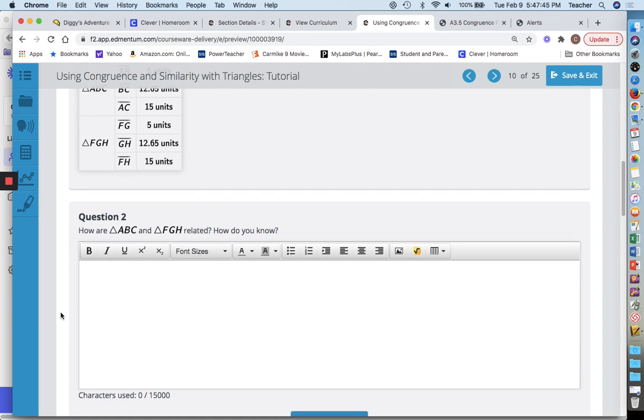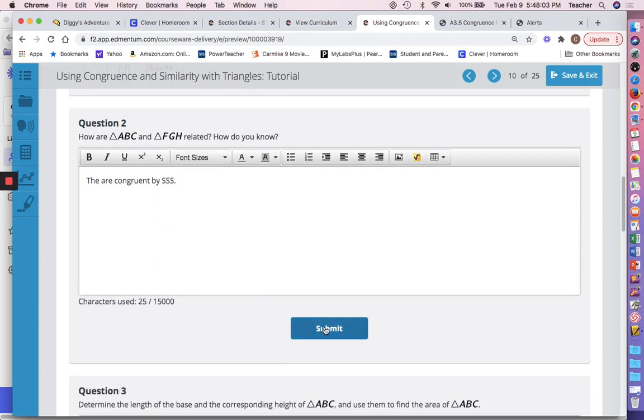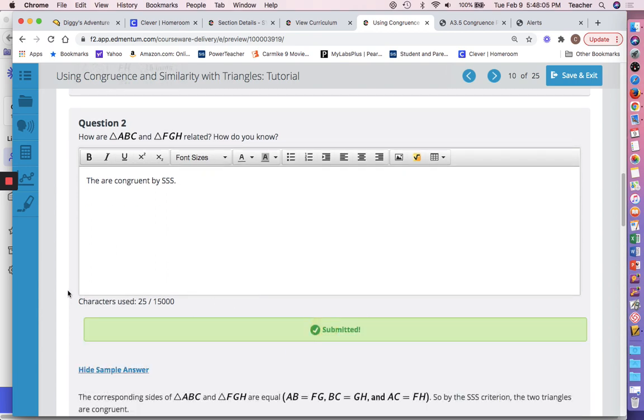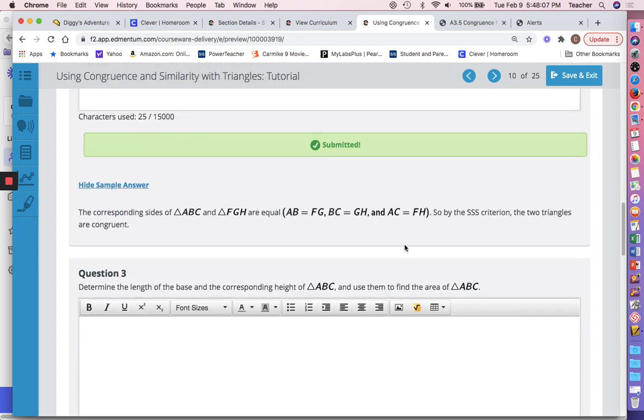Okay, how are the two triangles related? Well, let's see. They're congruent by side, side, side. All right, they are congruent. Side, side, side. Gosh, you'd think I was a geometry teacher or something. All three sides are the same, y'all. Side, side, side. Look at that.